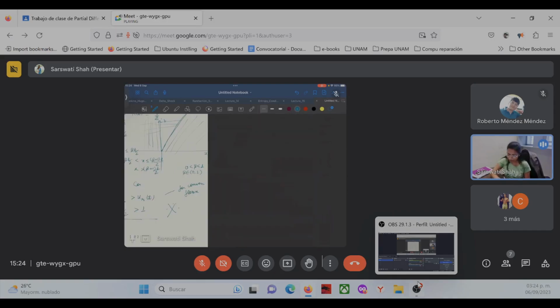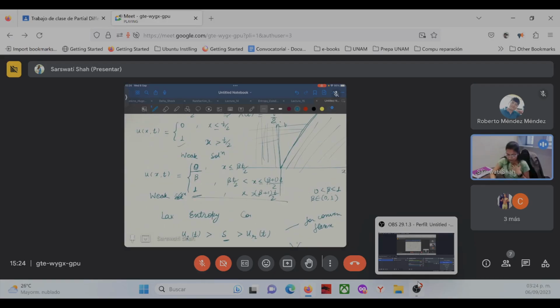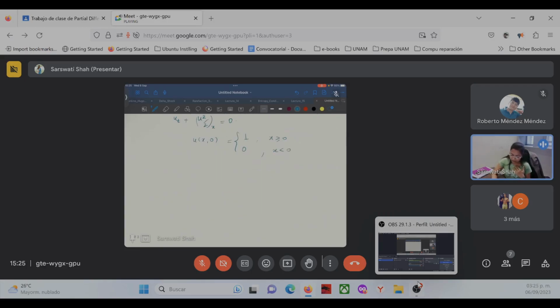However, if you see the same problem but just reverse the initial condition, then in that case this was going to be a solution. Just keep 1 and 0 here, and then u_L will be greater than s, which will be greater than u_R. So this is going to be a solution, while the other again is not going to be a solution. In that case, we can check the solution. That was a weak solution.